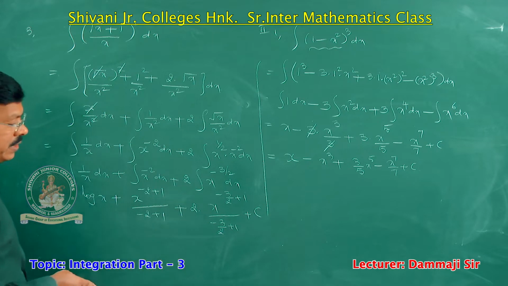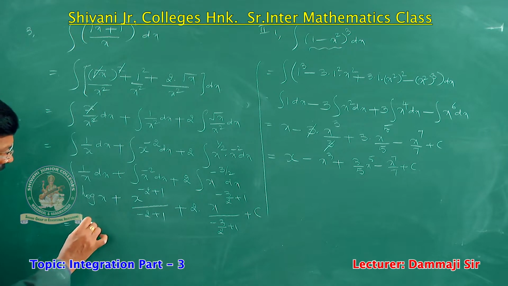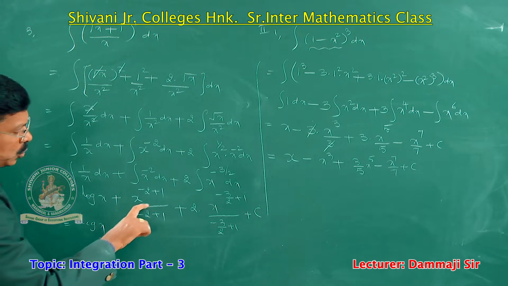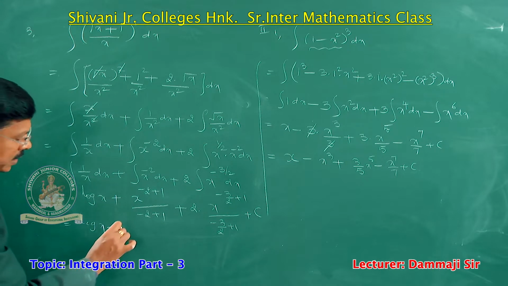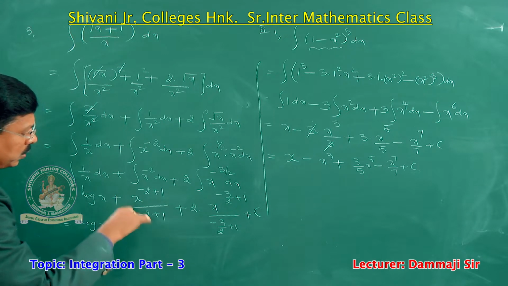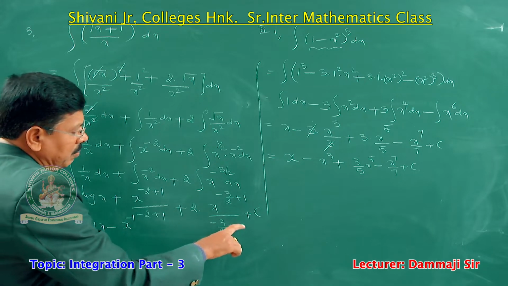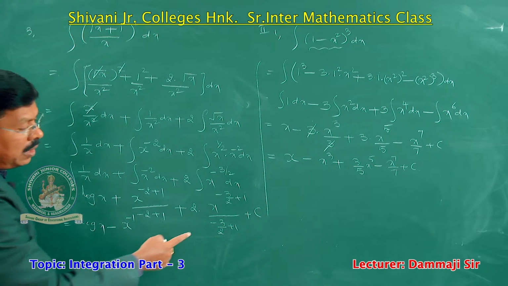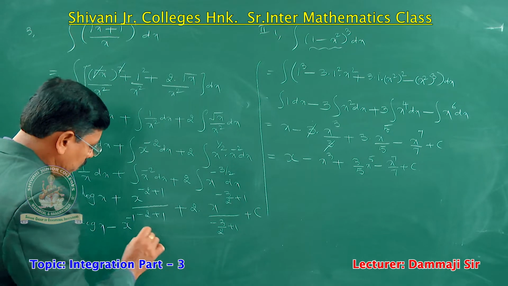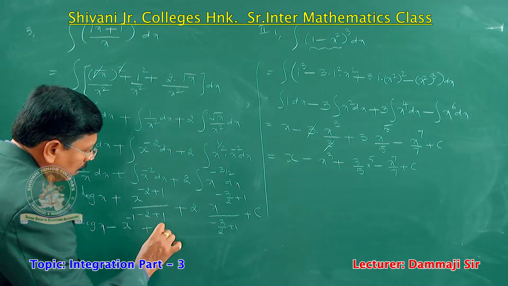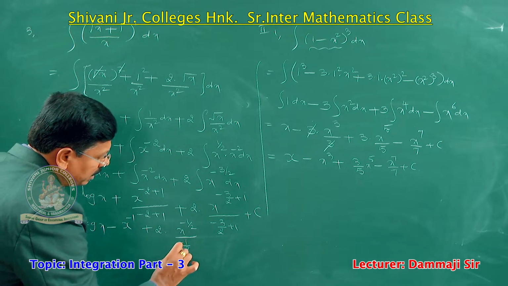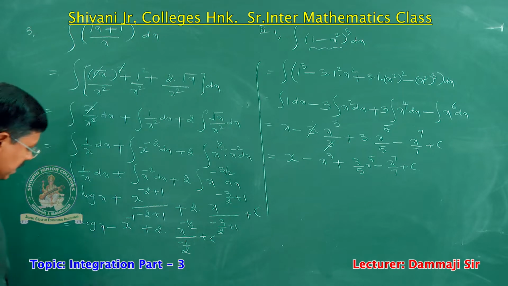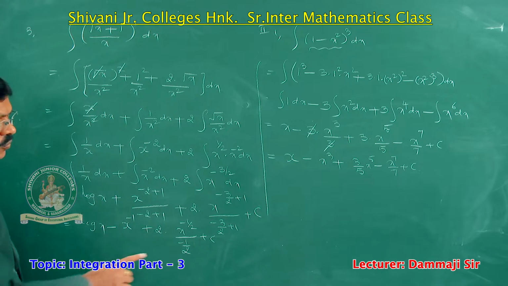By simplification, what is the result? Log x. Its total result is minus 1 minus x power minus 1. What about the denominator result after LCM? Minus 1 by 2 plus 2 into x power minus 1 by 2 by minus 1 by 2 plus c. We can extend one more step.